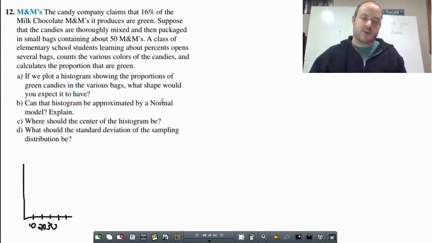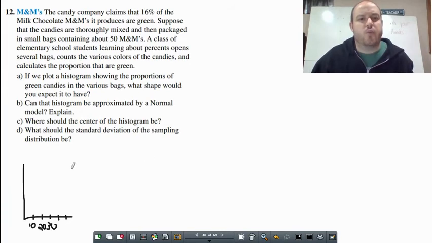So I started kind of drawing a histogram down here, and it says here that we expect 16% to be green. Now, obviously, it's not going to be 16% every time. The sample size is 50 here, so not super large, but at the same time, a decent size, all right? So we would go ahead and look. Now, what would I expect this to be? Would I expect many of my bags to only have somewhere between 0 and 10%?